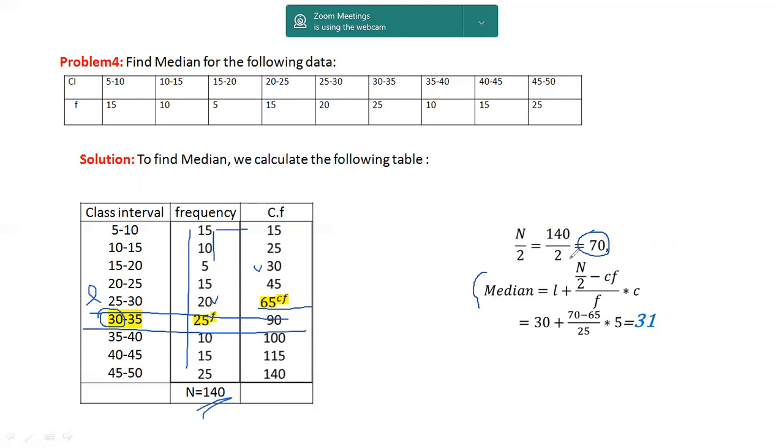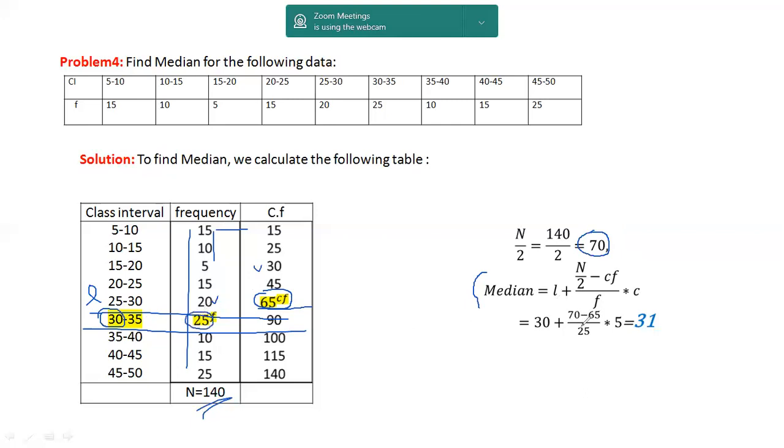N is nothing but the total frequency, and N by 2 we already calculated as 70. So N by 2 is 70, minus the preceding cumulative frequency. So what is the preceding term here? The cumulative frequency up to this term is 65. So 65, divided by the frequency. What is the frequency? For this class interval 30 to 35, the respective frequency is 25.